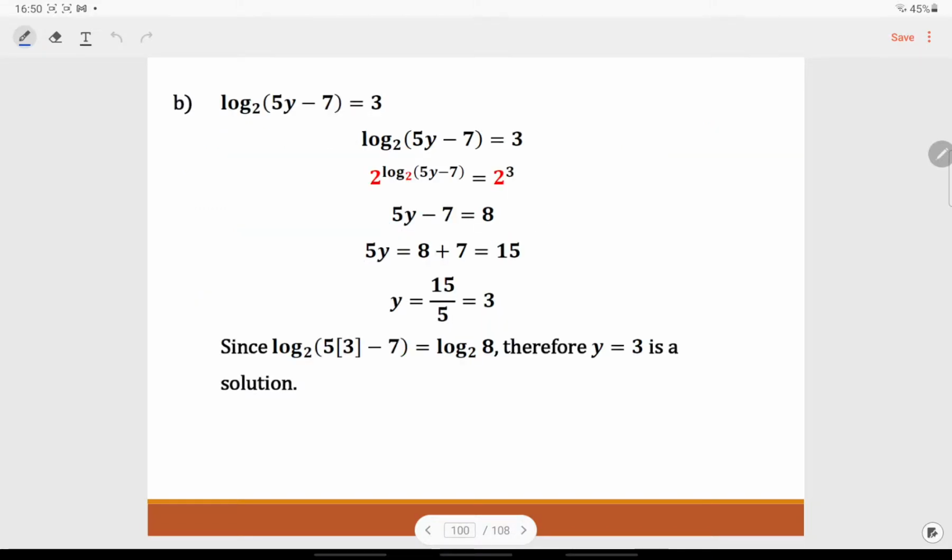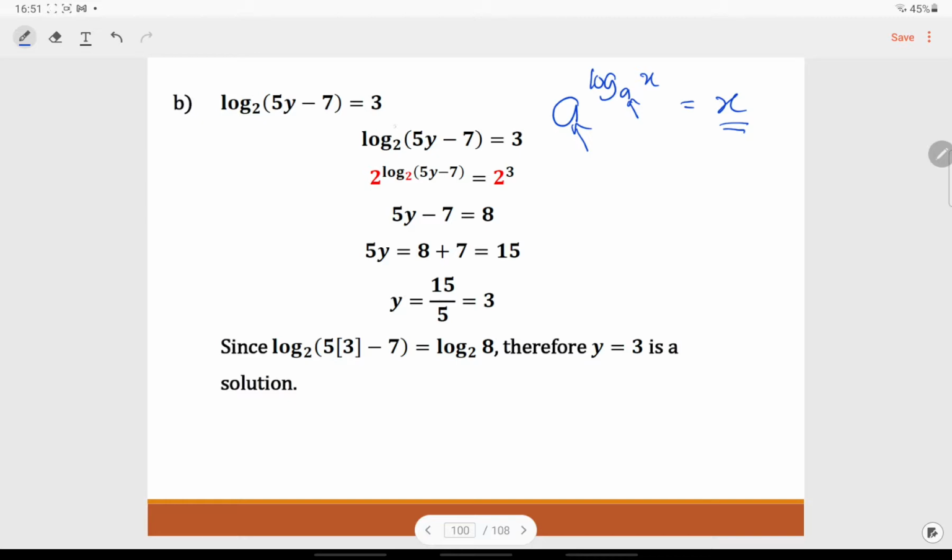Okay, the next one, we have log base 2 of (5y minus 7) equal to 3. So how to solve this problem? Again we use the rule: a to the power of log base a of x is equal to x. We have a as the base, so the remaining value is x.